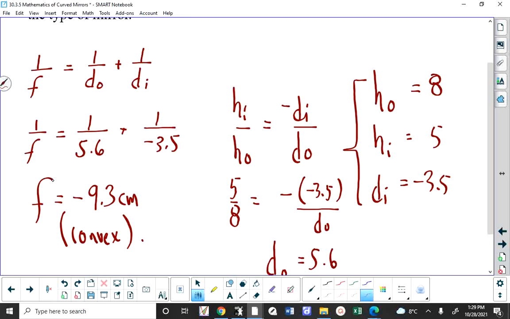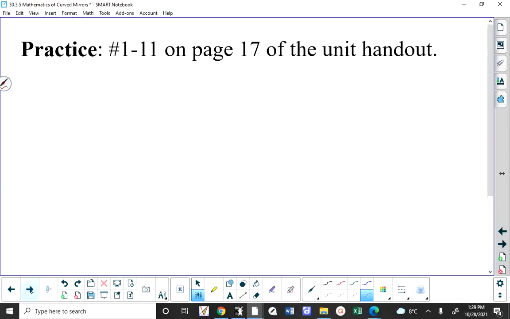As you're working through the problems on page 17 of the unit handout for practice, when you get a wrong answer, and maybe you won't get any wrong answers, but most people do, the first thing you want to do is ask yourself, did I miss a negative somewhere? Oh, it's a convex mirror, I should have used the negative focal length. Or it's a virtual image, I should have used negative di. Those things have to be kind of at the forefront of your brain.